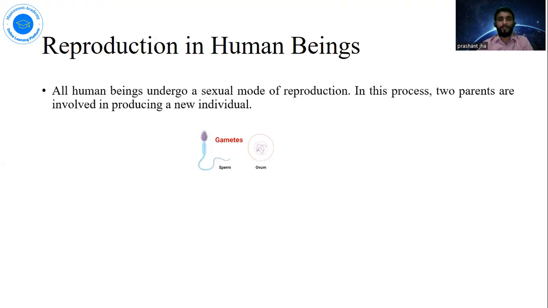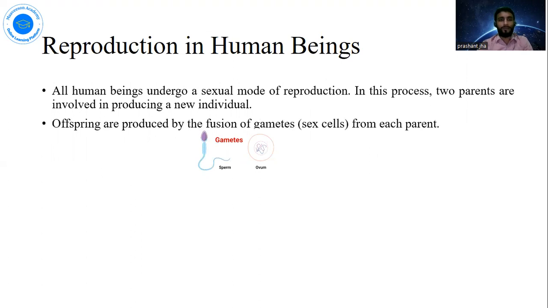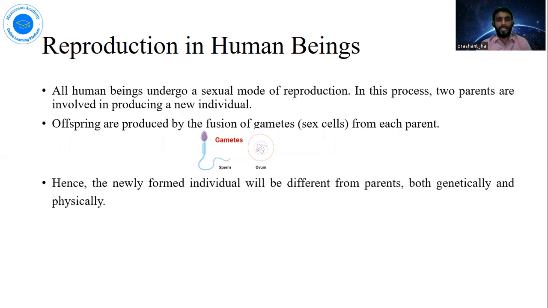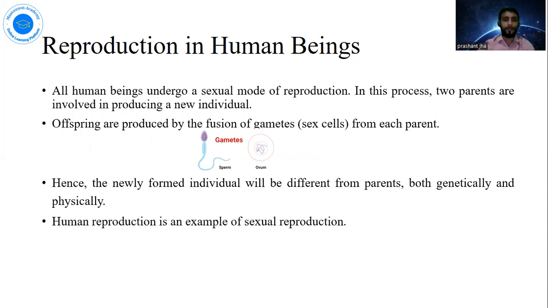All human beings undergo the sexual mode of reproduction. In this process, two parents are involved in producing a new individual. Offspring are produced by the fusion of gametes, known as sex cells, from each parent, from the male and female. And the newly formed individual will be different from the parents both genetically and physically. Human reproduction is an example of the sexual mode of reproduction.